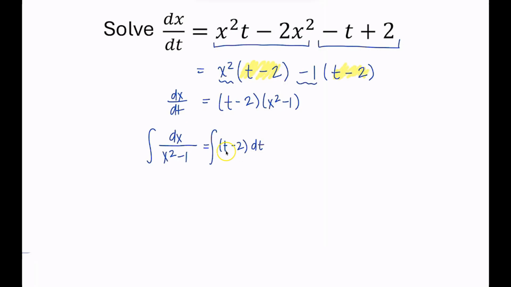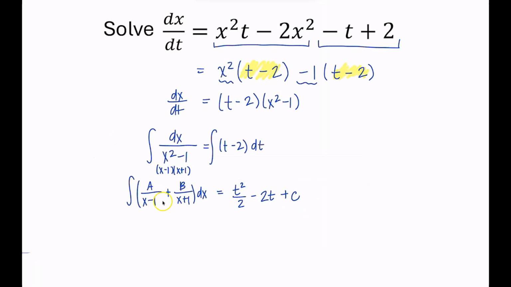On the right-hand side, we can just go ahead and say that the antiderivative is t squared over 2 minus 2t plus c. But on the left-hand side, we are going to have to factor the denominator and then recognize that this becomes a partial fraction decomposition. So x squared minus 1 is x minus 1 times x plus 1. So we're going to have A over x minus 1 plus B over x plus 1, dx. Let's move this over a little bit.